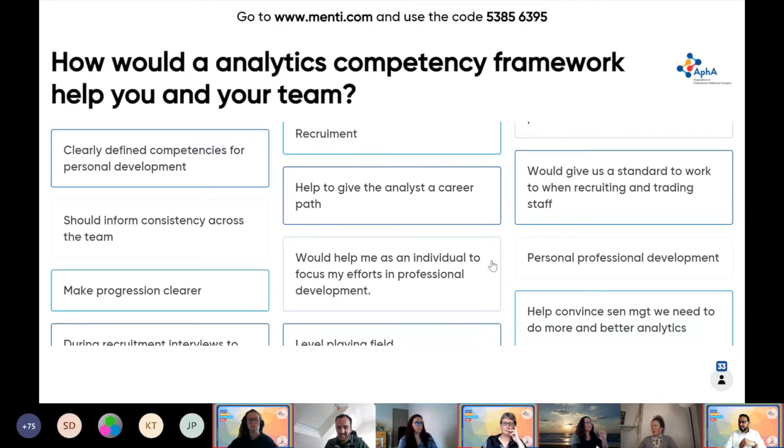Help me as an individual to focus my efforts in professional development. And that's also really, really important. How do we define that, and how do we really make a connection with the competency framework to our professional registration standards, for example?